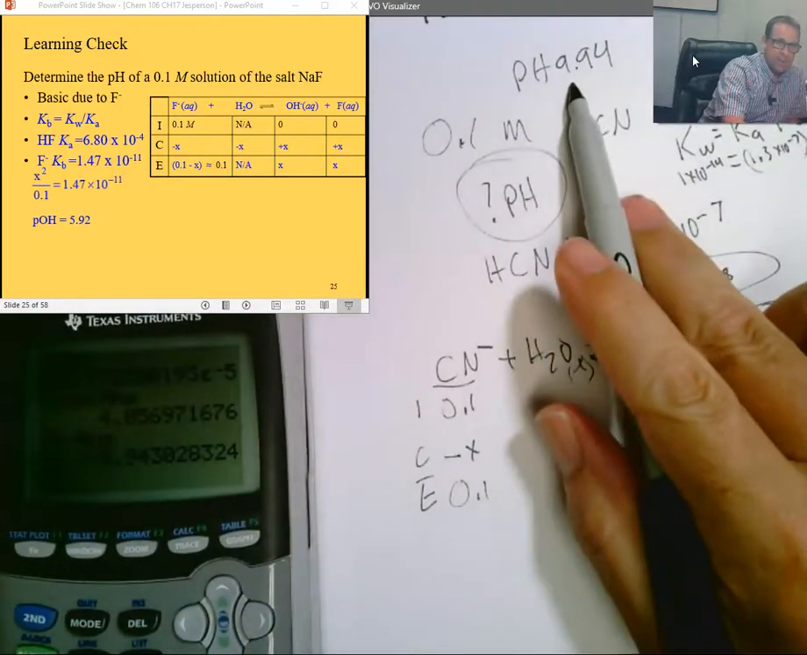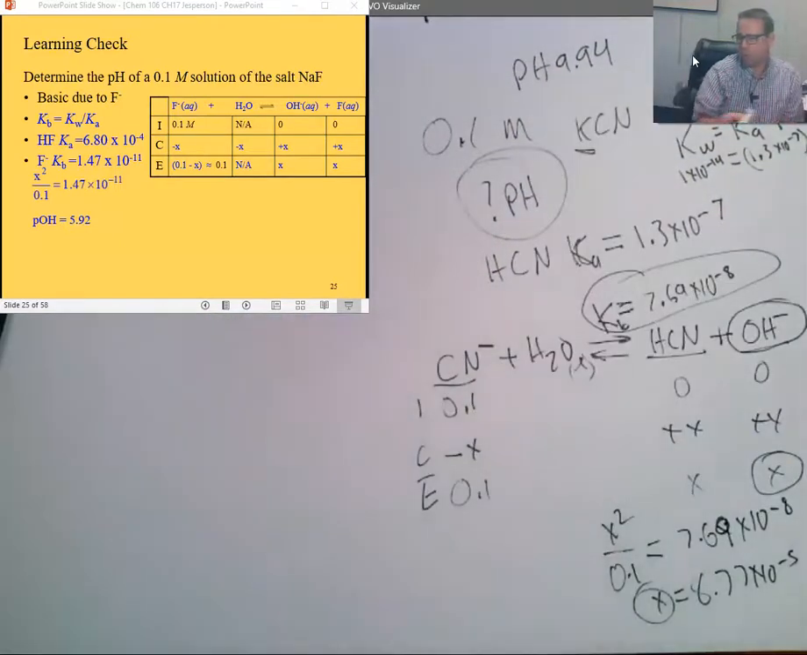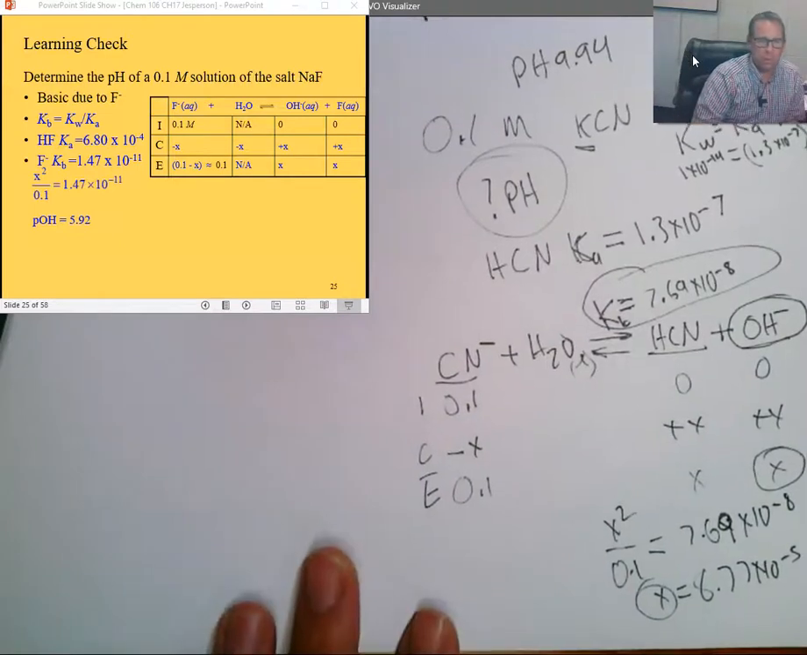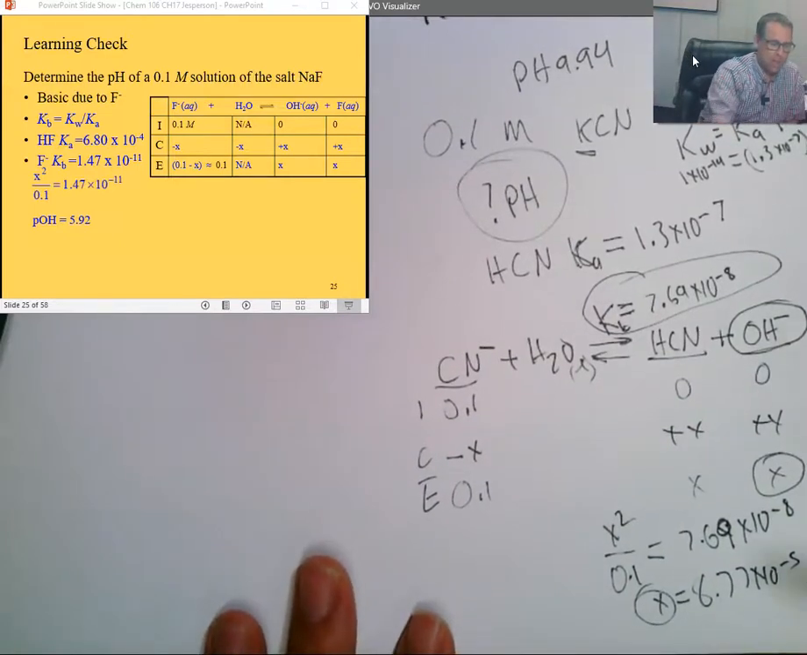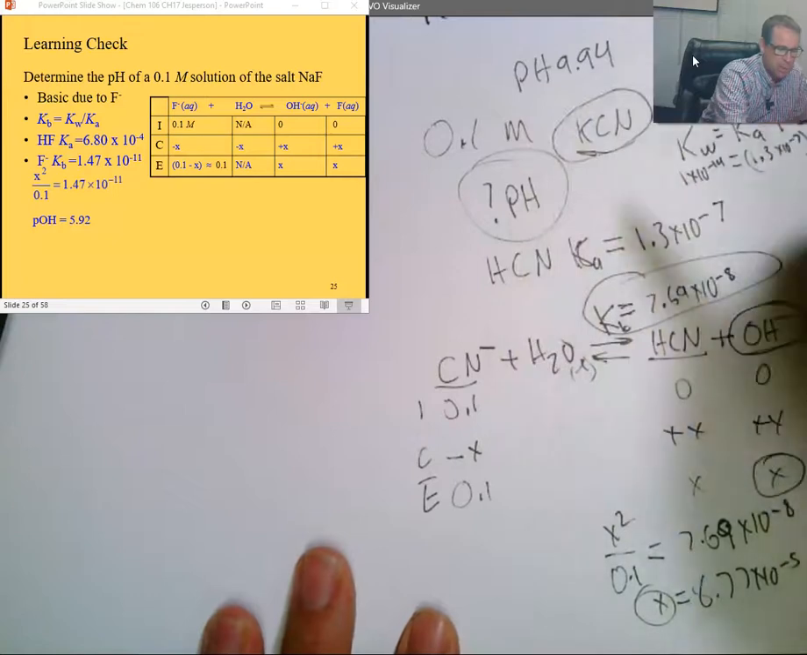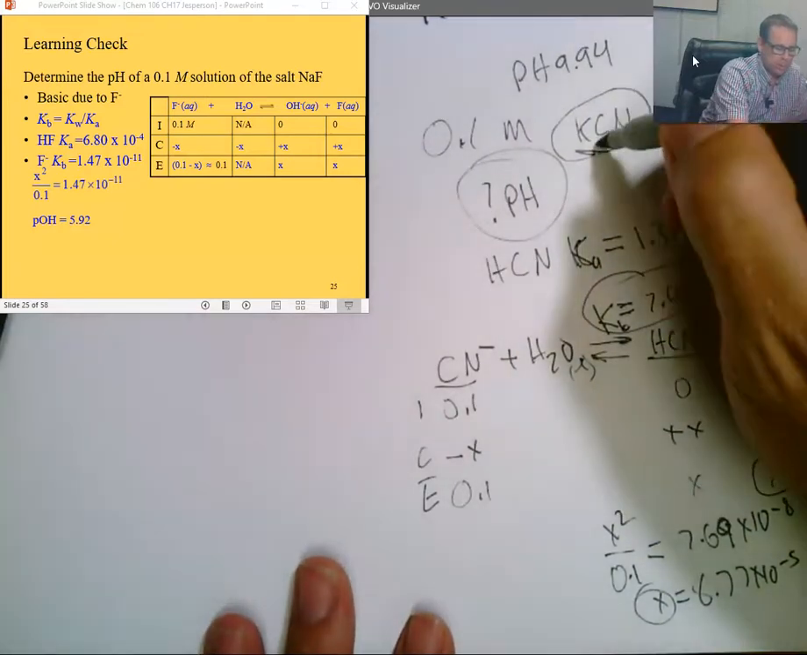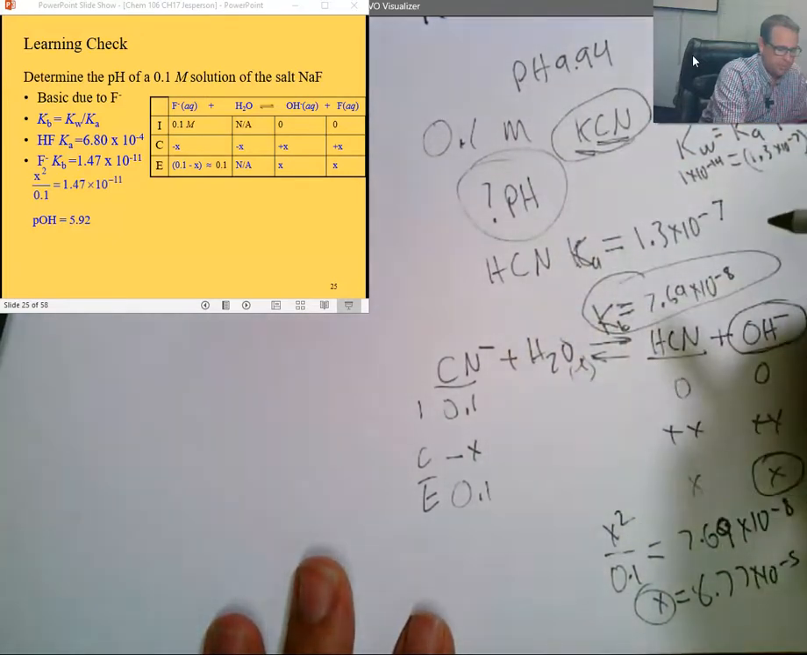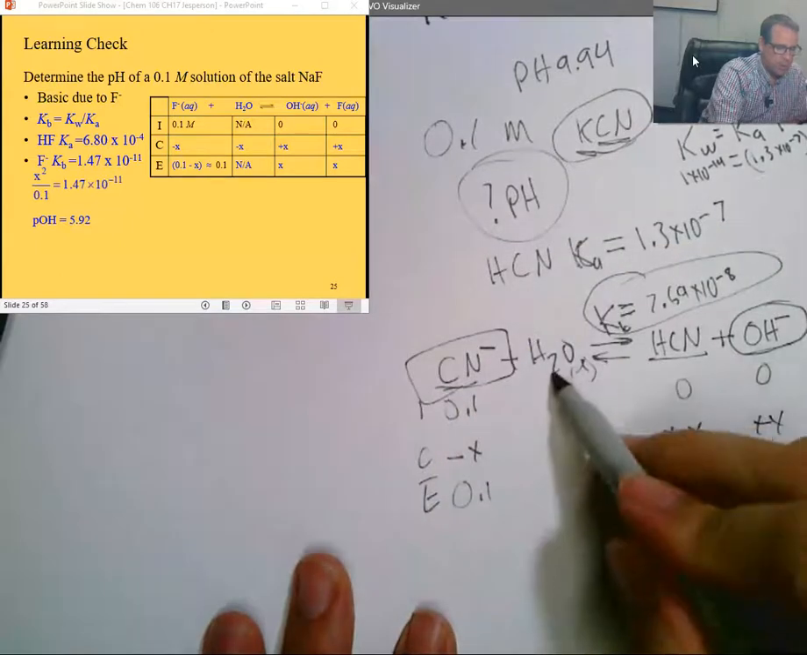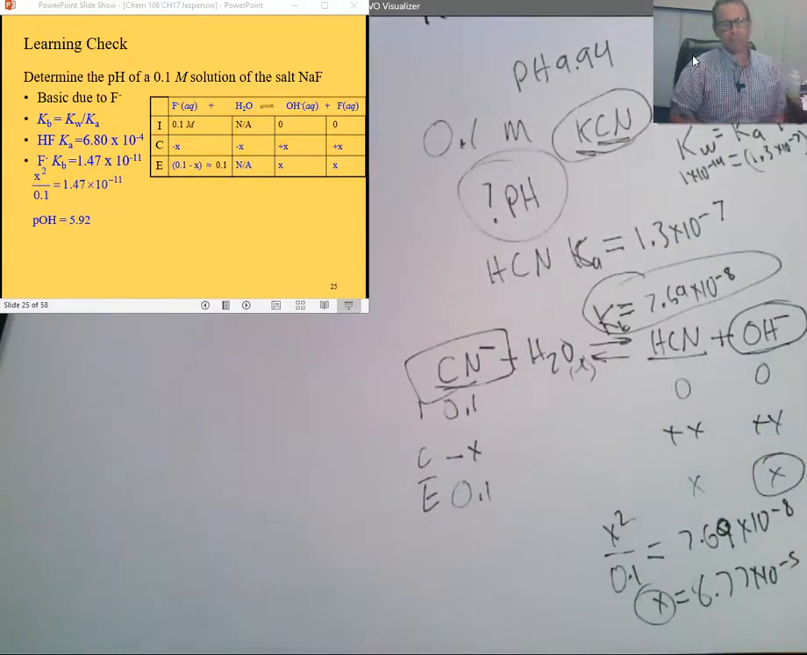Now, is that acidic or basic, that 9.94? That is basic. That's right. And is that what we said would happen if we put KCN into solution? Yes, sir. Yeah, that's right. Very good. Cyanide ion would interact with water and make the solution basic.